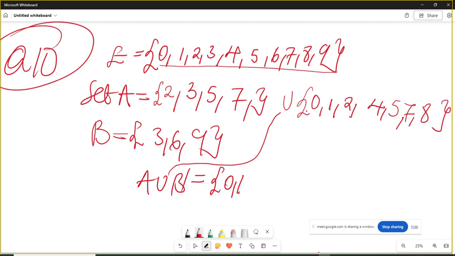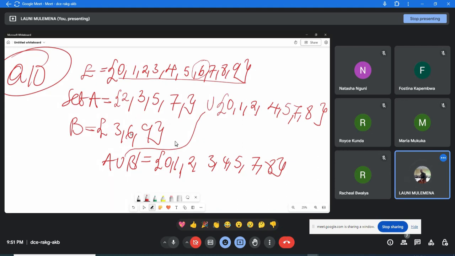So 0, 1, 2, 3, 4, 5, and then 6 will not be there. So from the universal set, 6 will not be there. So from 5, we'll go to 7 and then 8, the way I've written it. 0, 1, 2, 3, 4, 5, 6 will not be there because 6 is not in A and it's not in B complement. But 7 is there because 7 is in A and also in B complement. 8 will be there because it's in B complement. But 9 will not be there because in A and B complement we don't have 9.